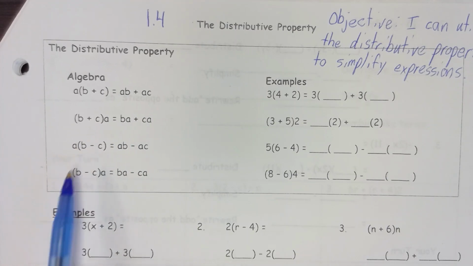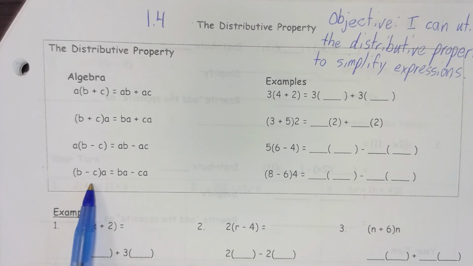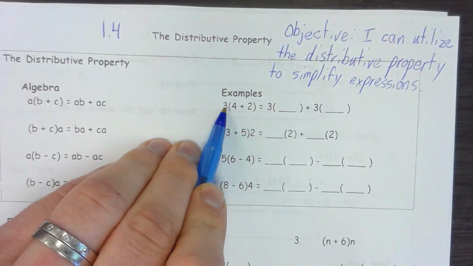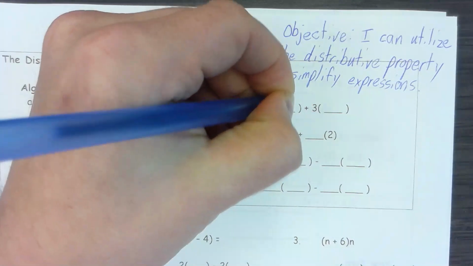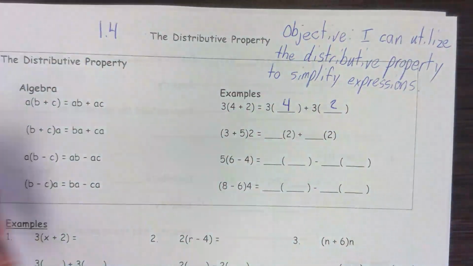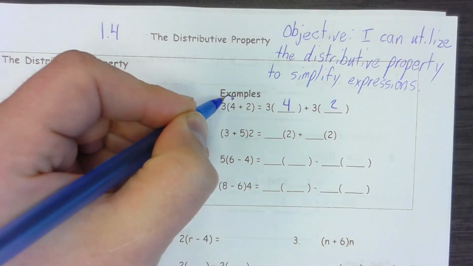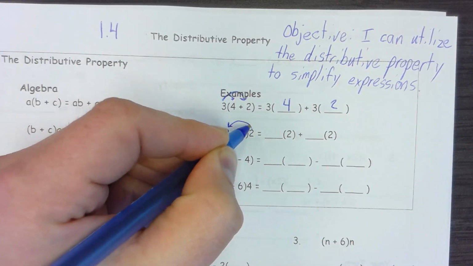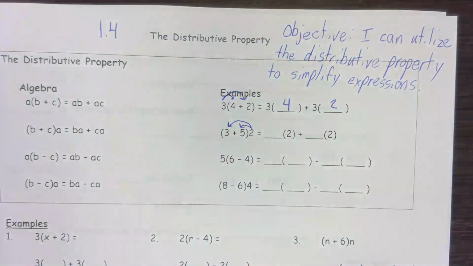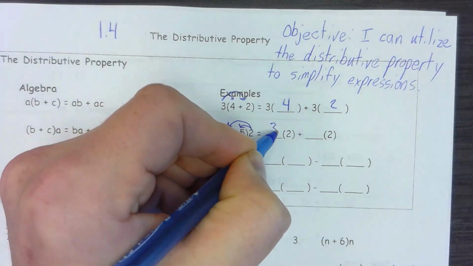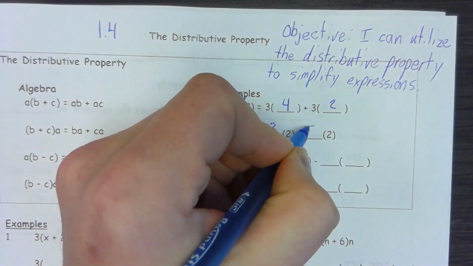We can have negative signs in here. It doesn't change what we're doing with the distributive property. It's still giving us the same result. So in these examples, this is 3 times 4 plus 3 times 2. I like to draw these arrows sometimes to help me remember where I'm going with this stuff. It's always this A times the quantity of B plus C. So I'm doing 2 times 3, and I'm doing 2 times 5.